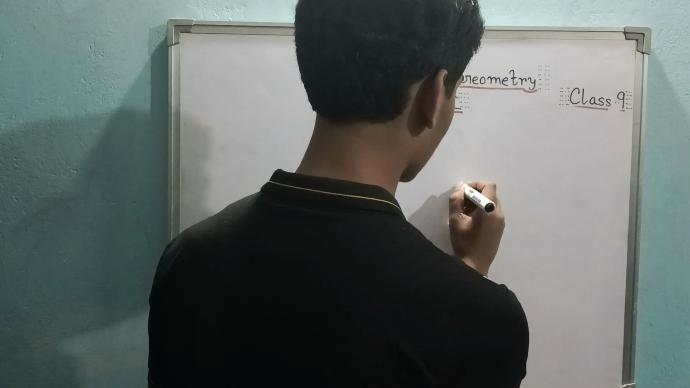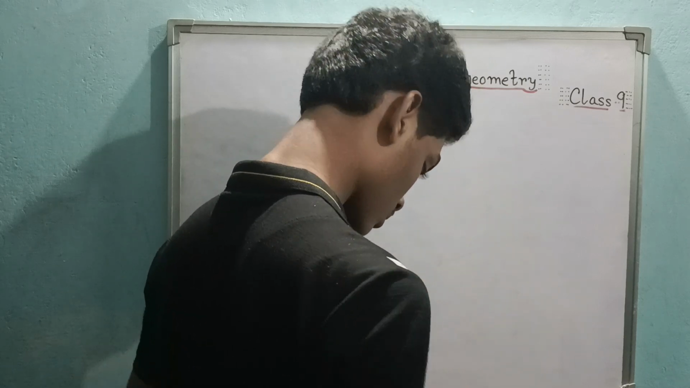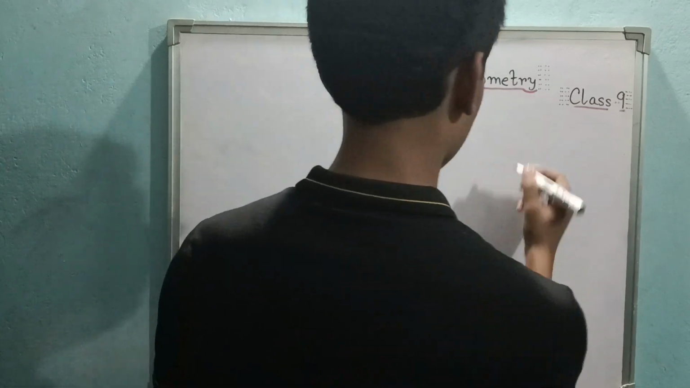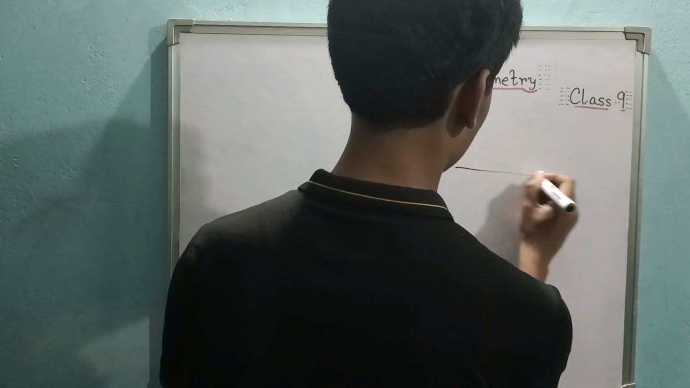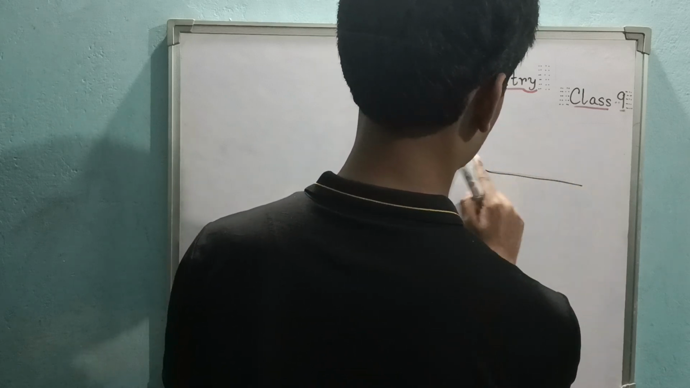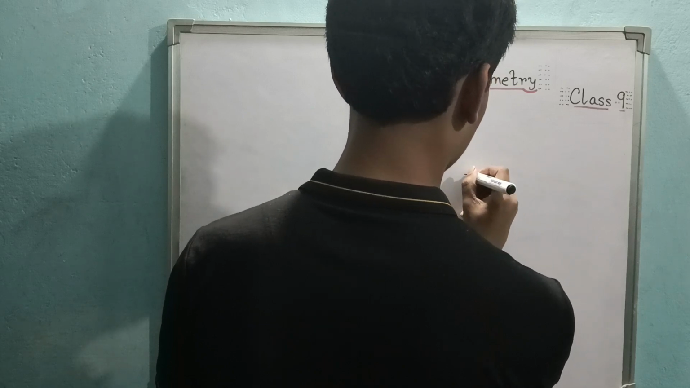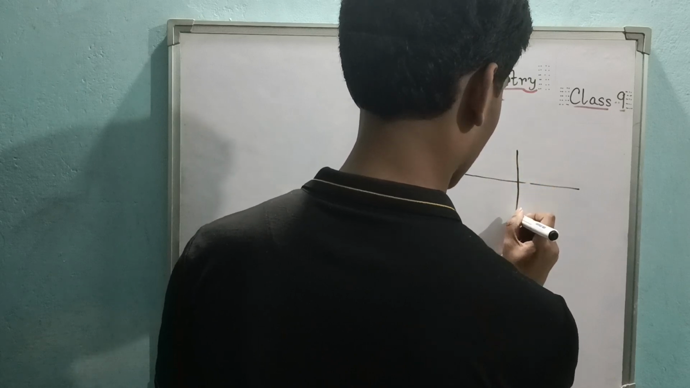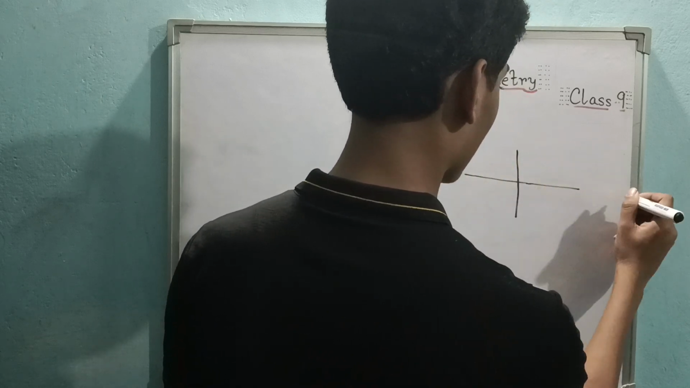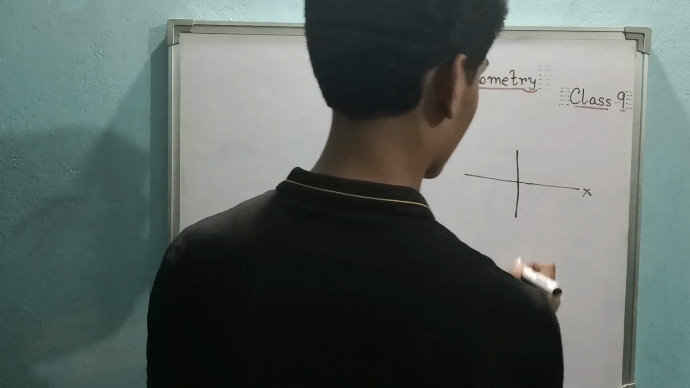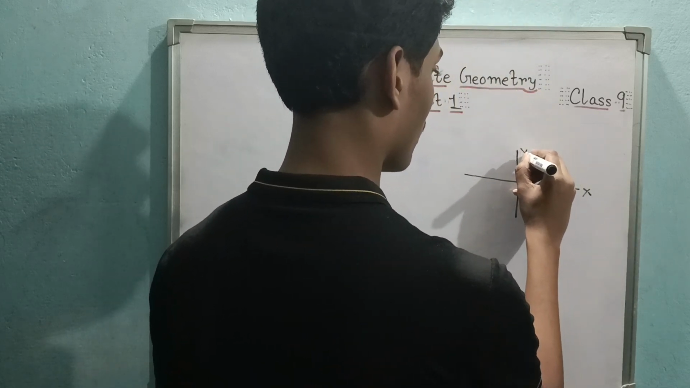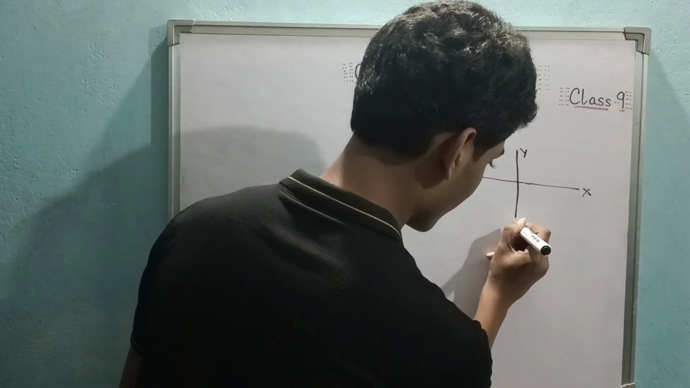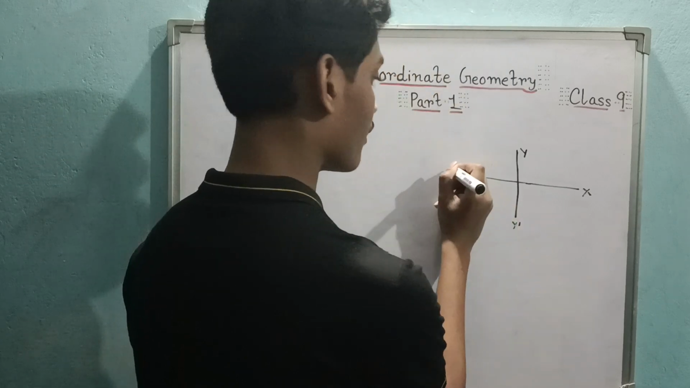The xy plane is a very easy thing to understand, just like this. Suppose a line like this, a line like this. This horizontal line is the x-axis and this vertical line is the y-axis. This side is x, this is y. So we call this side y dash and this as x dash.